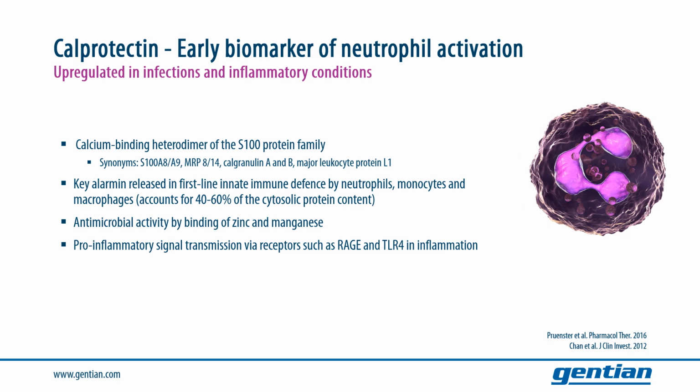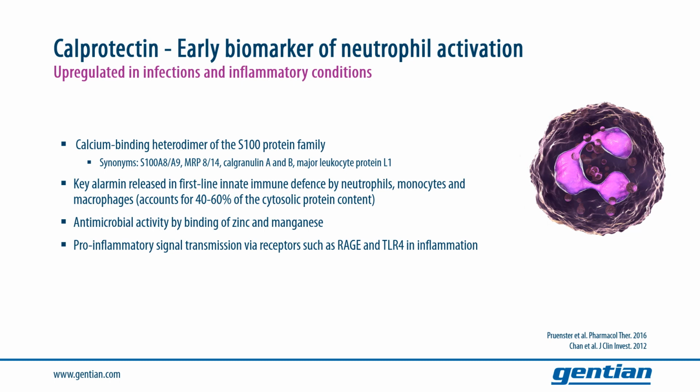I want to start by giving you a small introduction and background information about the protein calprotectin. Calprotectin belongs to the S100 family of proteins, a superfamily of calcium-binding proteins, which are essential components of the immune response. Calprotectin is a heterodimeric complex of two S100 proteins, S100A8 and S100A9. Synonyms for the heterodimer calprotectin you will also hear regularly are S100A8/A9, but also myeloid-related protein MRP8/14, calgranulin A and B, and its original name on its first isolation was major leukocyte protein L1.